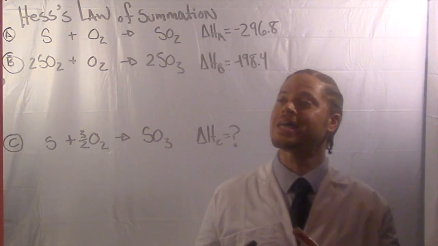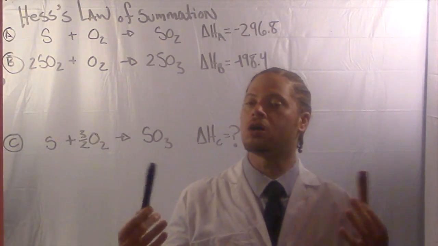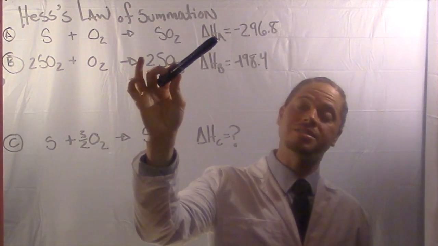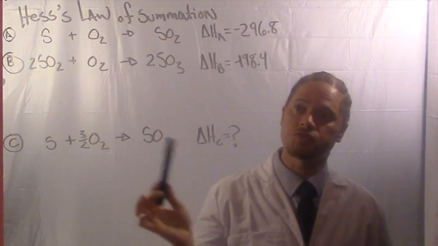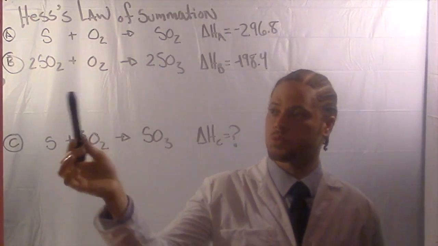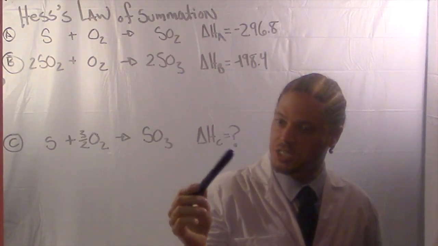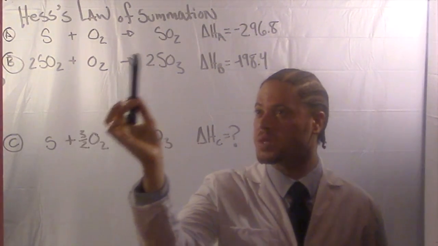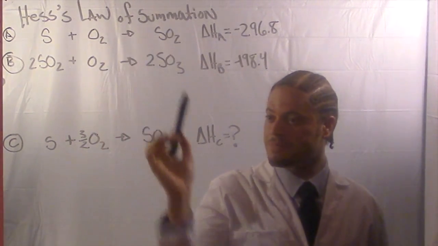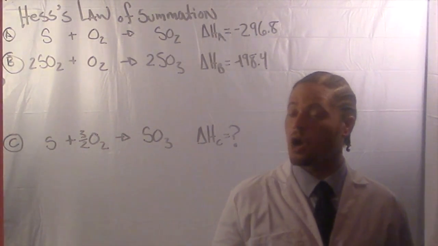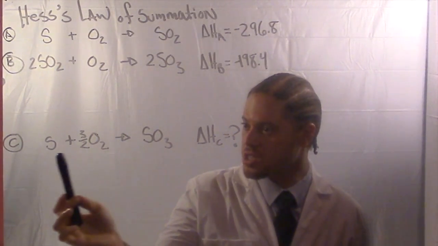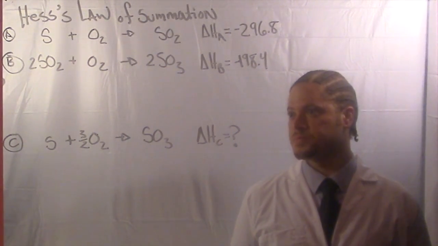Hess's law is the law of summation. So all we have to do is add the change of H for reaction A to the change of H for reaction B to get the change of H for reaction C. But we must manipulate the reactions so that when I combine them, they look like our overall reaction, or as some literature will call it, the target reaction.